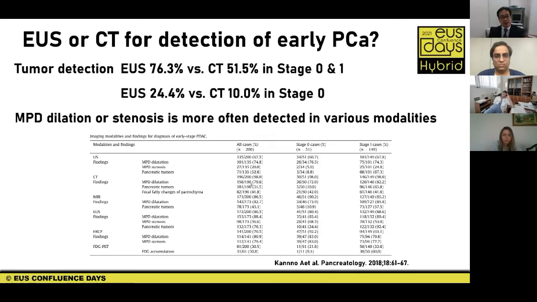In this study, they compared image findings of EUS and CT, MRI, or ultrasound. And EUS can detect a very small lesion. It's about 76% compared to 50% on CT scan when we combine the stage 0 and the stage 1 pancreatic cancer. But if it's stage 0 pancreatic cancer, EUS can detect only 24% and CT only 10%. But when we carefully image the pancreas, we can detect dilation of the pancreatic duct or stenosis. And if we find these findings, we can perform ERCP or other invasive modalities to rule out cancer. So we have to focus on the tumor, but also the pancreatic duct.